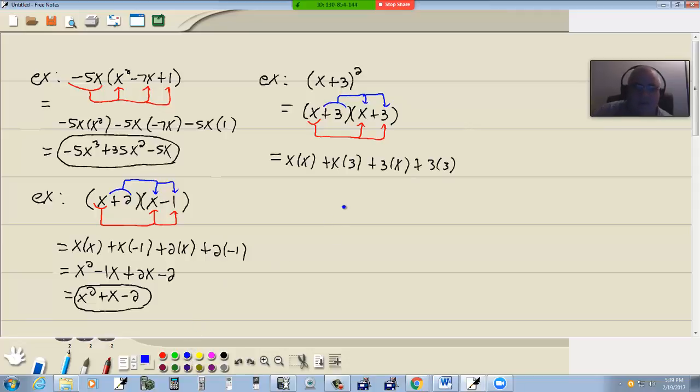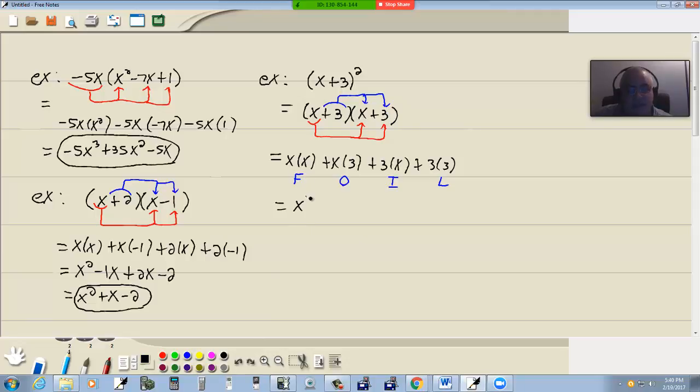Now there's another way of thinking of that. When you're multiplying a binomial times a binomial, where you've got 2 terms times 2 terms, you can multiply your first terms together. This is the first terms in each set of parentheses. You can multiply your outer terms together, that would be this x times this 3. You can multiply your inner terms together, 3 times x. And then you can multiply your last terms together, the 3 here times the 3 here.